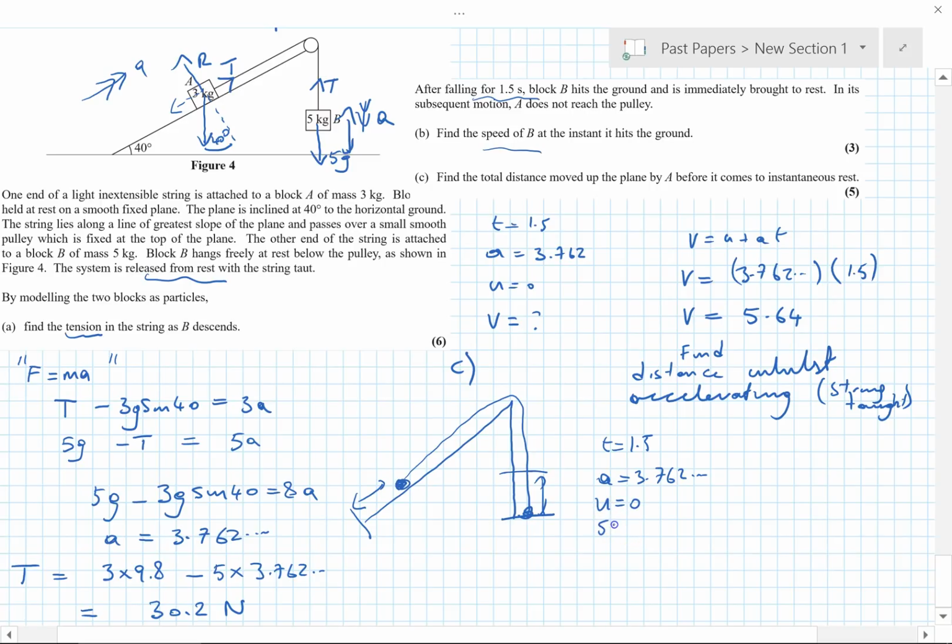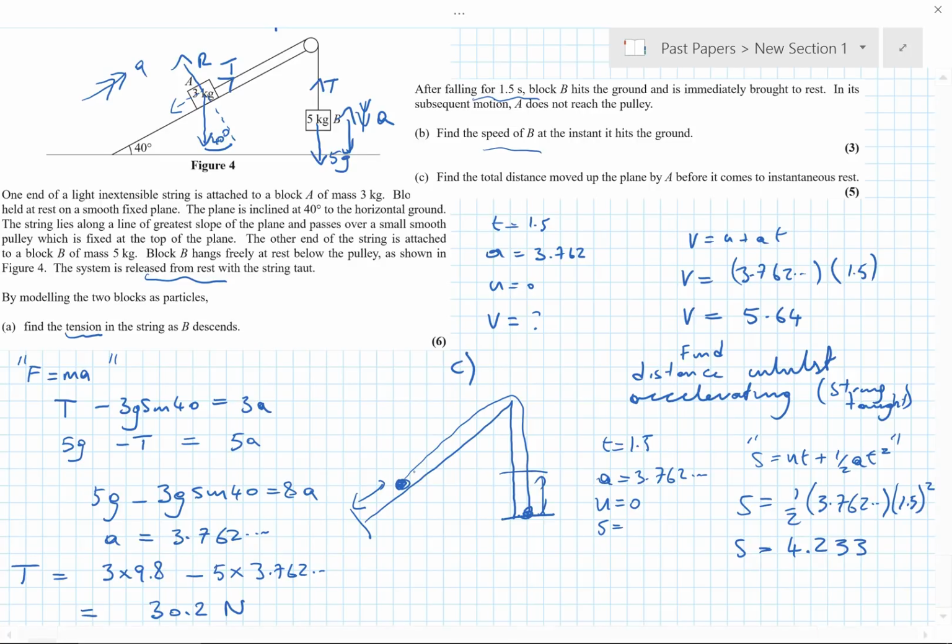and we want to work out the distance, so we use S equals UT plus half AT squared. So we have S is equal to 0 times T plus a half times 3.762 times 1.5 squared, and that equals 4.233. Now that's not the final answer, that's just the distance it's moved, and again I've got that stored so that I'm not going to get a rounding error.